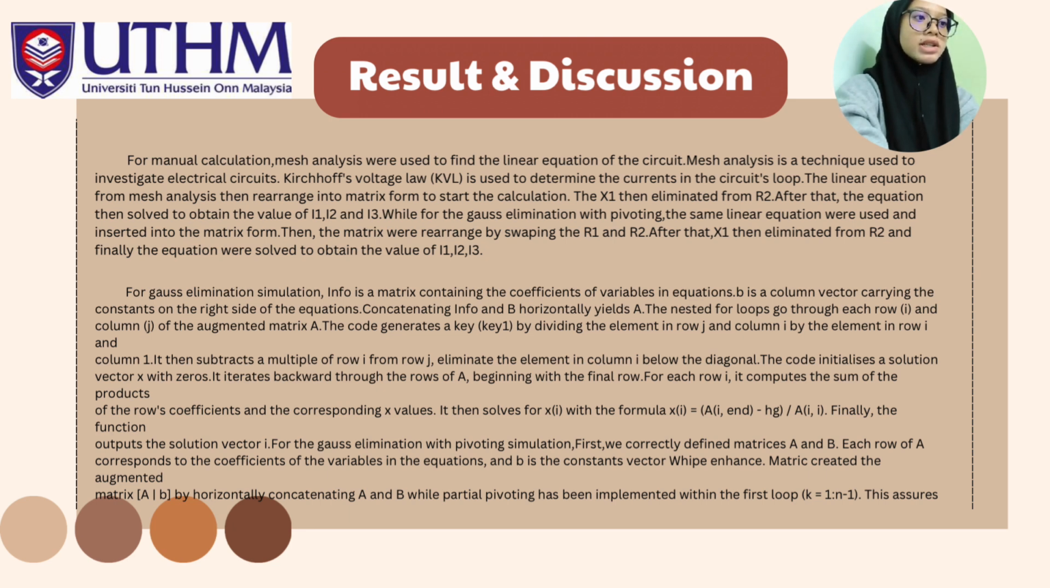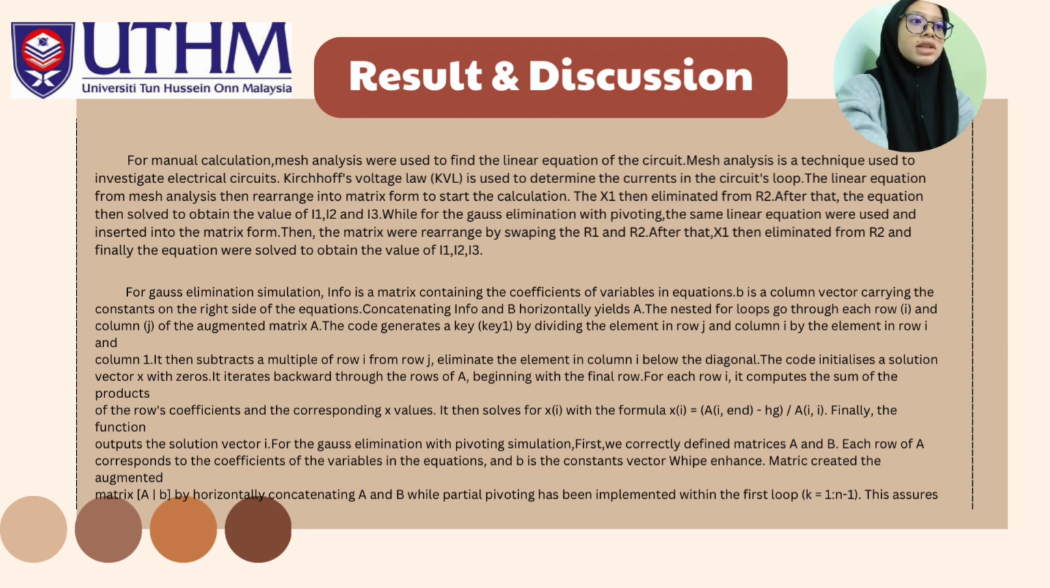The code generates the factor K1 by dividing the element in row J and column I by the element in row I and column I. It then subtracts a multiple of row I from row J, eliminating the element in column I below the diagonal. The code initializes the solution vector x with zeros.